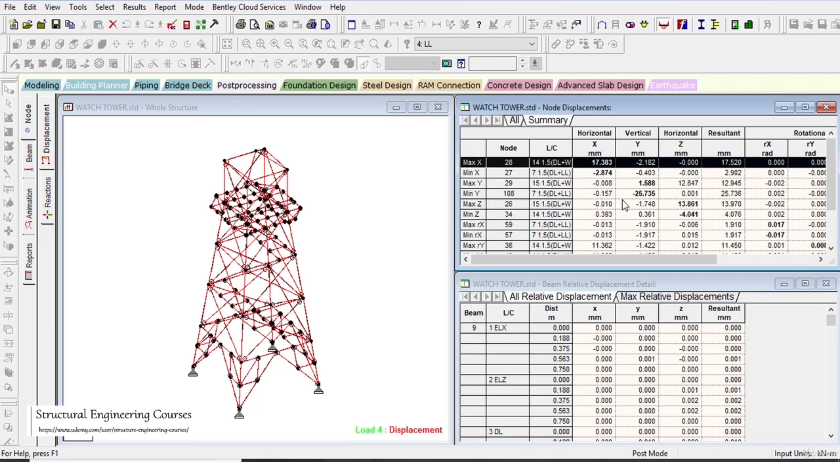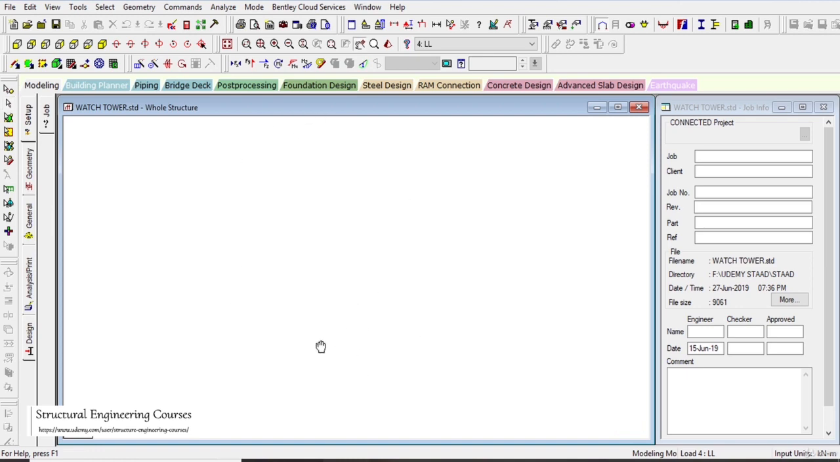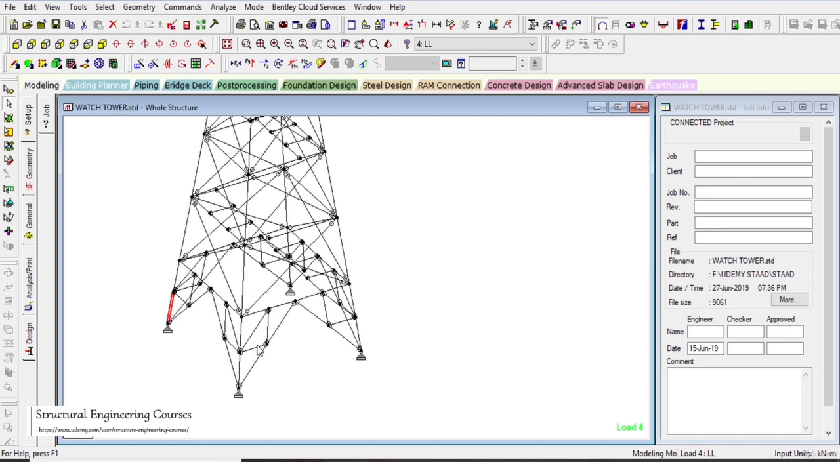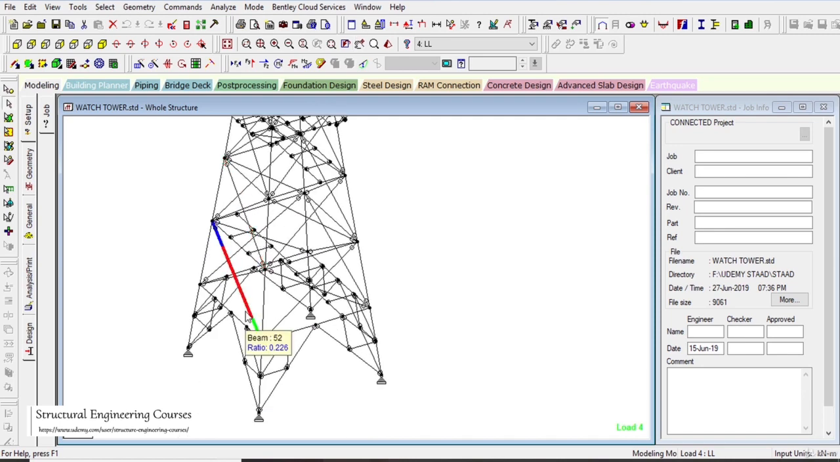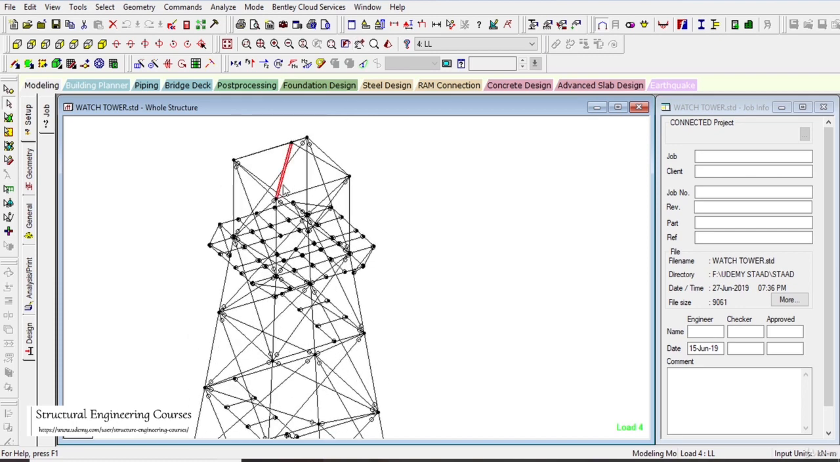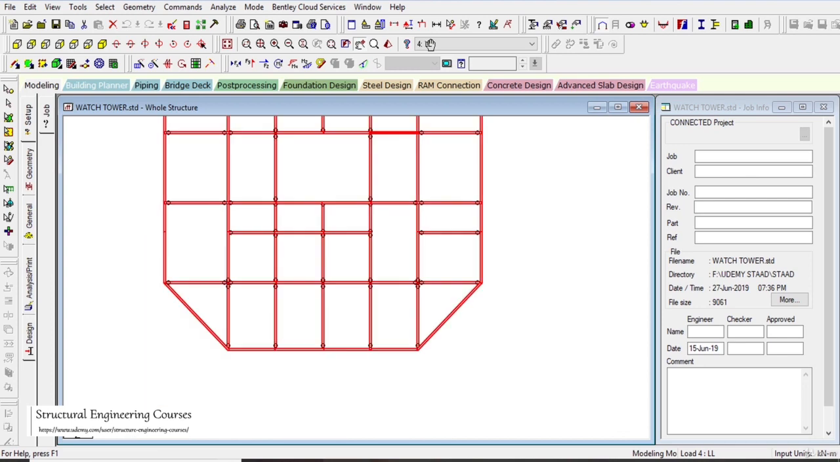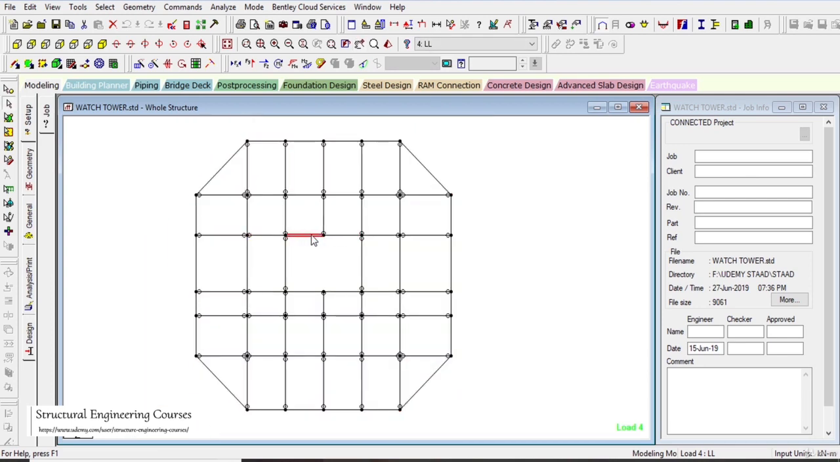Overall structure stability is somewhat okay, and first of all we should start with the main members. Here we can see that there is a very high margin in this member here. There is also very good margin here, very good margin here. Overall the structure is designed conservatively on a very higher side. So in the next lecture we shall learn how we can do the optimization of this type of arrangement.